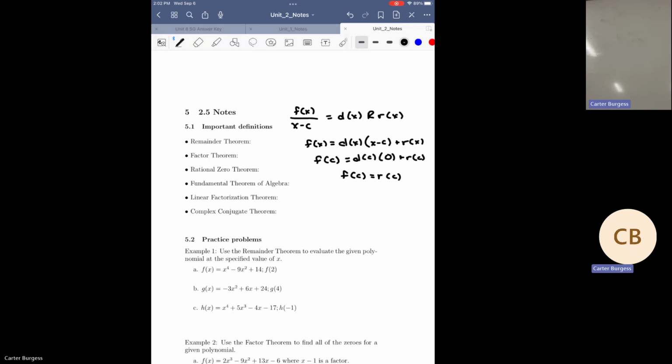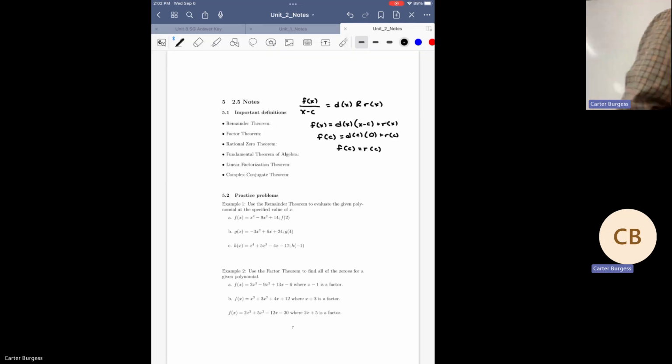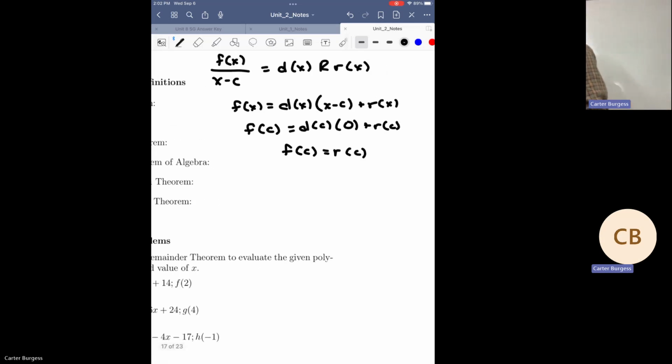Now, remember, our remainder can be a function of x. We saw a remainder yesterday that was a function of x. But as long as this thing that we're dividing by is a linear term, this remainder is just going to be some kind of number. All right, so there might be an instance where you would have to plug back into your function to see what's going on there. But for the most part, this would just be a number. Yes. Our function evaluated at c is the same thing as our remainder evaluated at c.